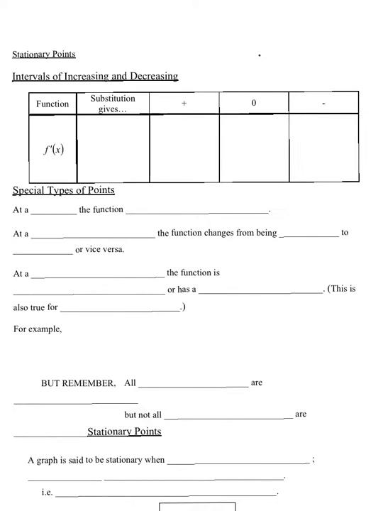We're talking about stationary points. And it says intervals of increasing and decreasing, but it's not meant to say that. That's all right. Must have been a typo.